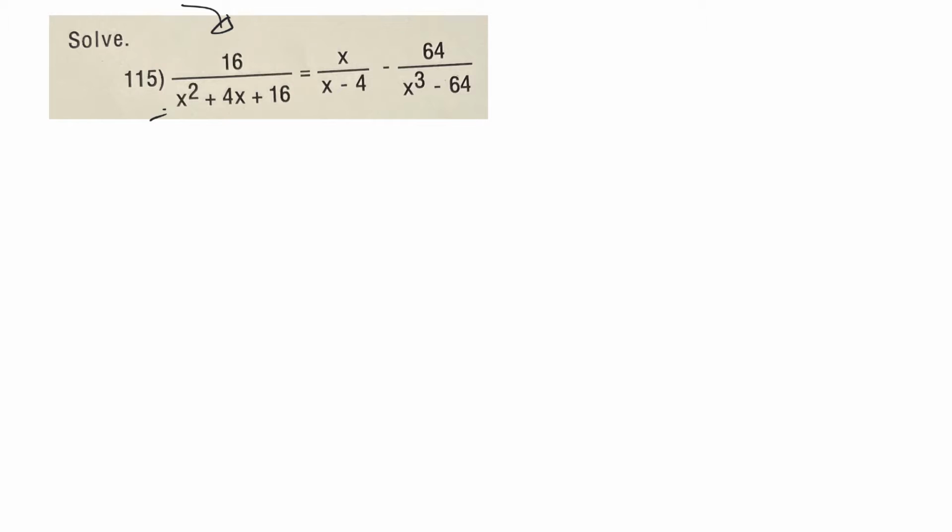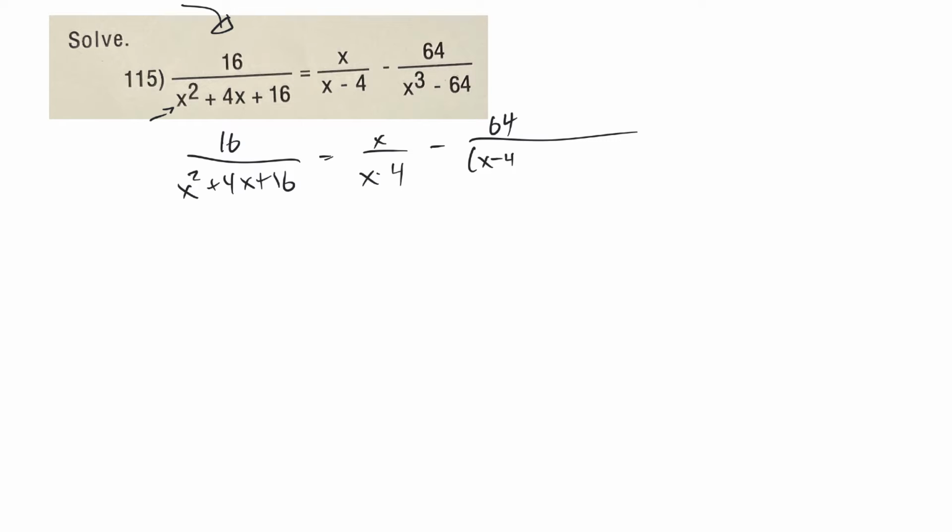So this bottom one you can't factor, so I'm just going to leave it as is, plus 4x plus 16 equals x over x minus 4 minus. This is the difference of cubes, so it'll be x minus 4 and then x squared plus 4x plus 16. So my lowest common denominator will be this, so I'm going to multiply everything by that.